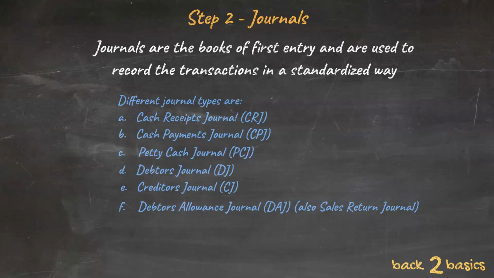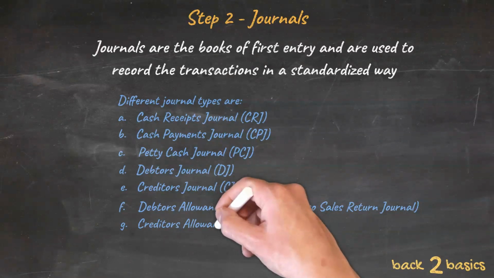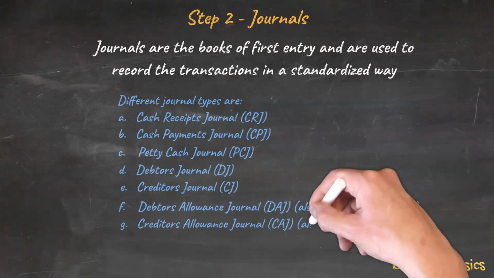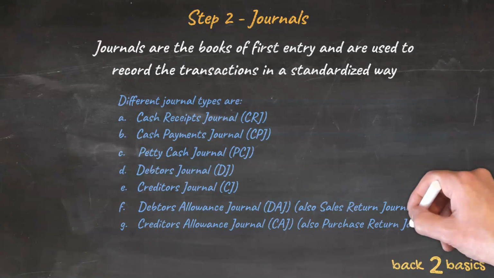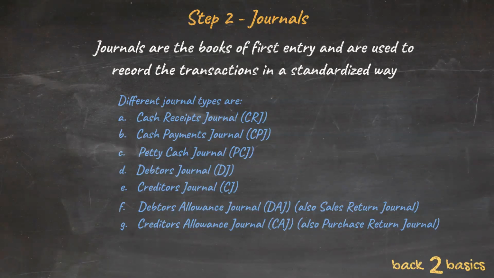You also get your creditors allowance journal, known as your purchase return journal. So here you record transactions for goods that you return to your supplier for a refund, or where you have received discount from your supplier for a payment made.